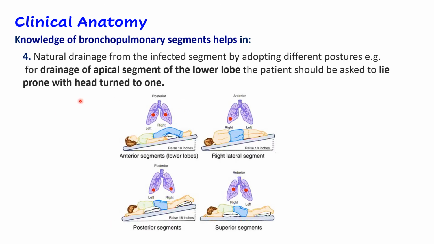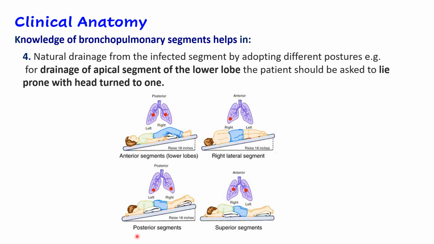Then the natural drainage from the infected segment can be done by adopting different postures, right? So if you are aware that in this particular bronchopulmonary segment there is an abscess or pus formation, now you have to drain it, right? So you can put the patient in such a posture that gravity helps in the drainage, right? So for example, for drainage of the superior segment or apical segment of the lower lobe, the patient should be asked to lie prone. This is the condition, right, with head turned towards one side.